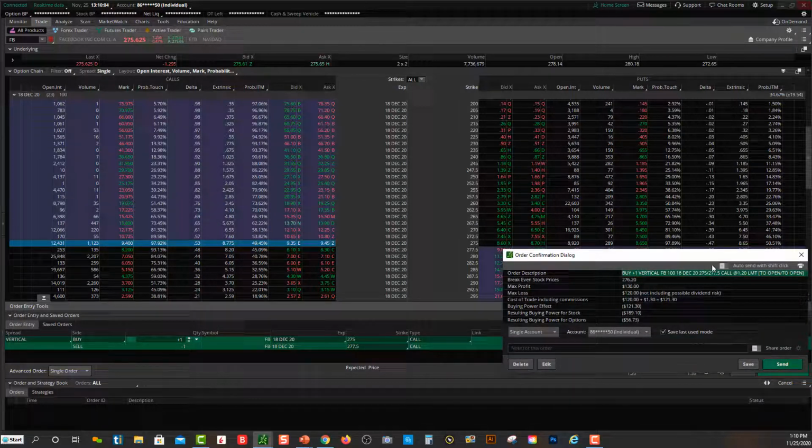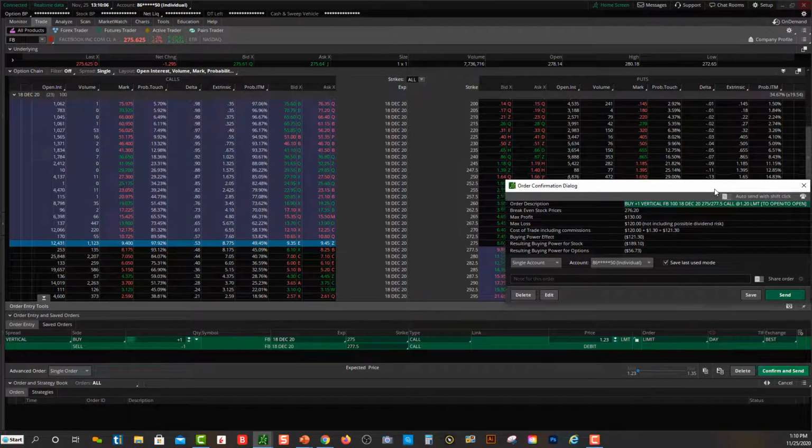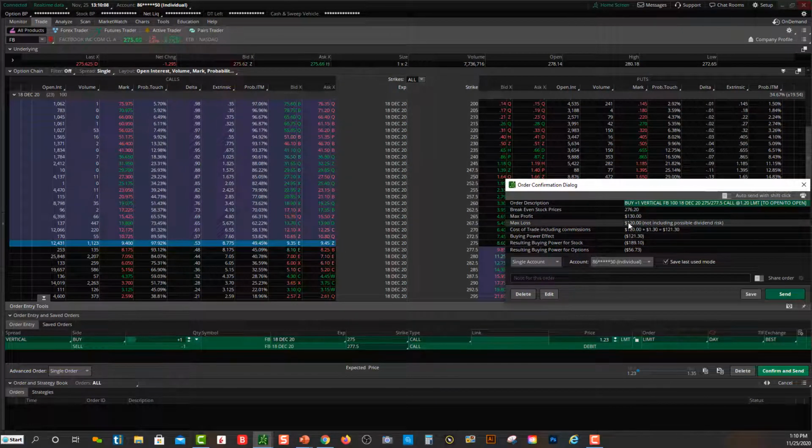So when I confirm and send, you'll see right here the order dialog box. You'll see the max profit right here. So the profit is capped right here. It's $130 max profit. Max loss would be $120, which is basically what I paid on the trade.